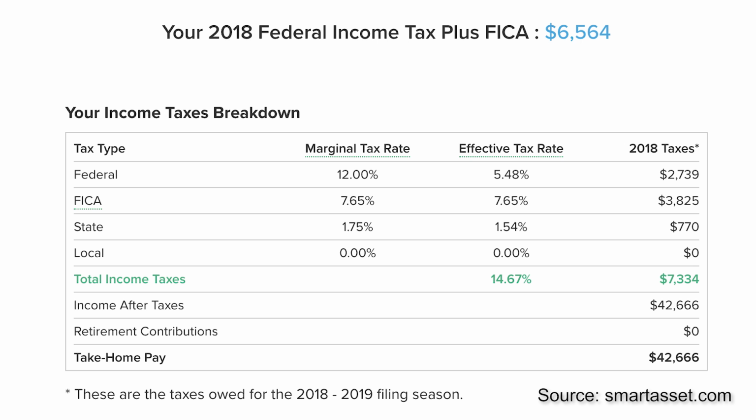Married filing jointly, he would take home $42,666. He pays $7,334 in taxes. His tax rate is 12%, then FICA taxes of 7.65%, state taxes of 1.75%, and I'm doing this for the state of New Jersey, and I'm doing it married filing jointly just because that's what I am.